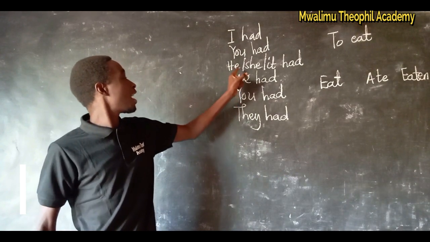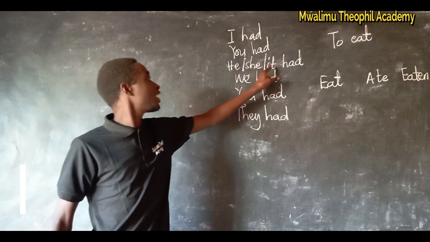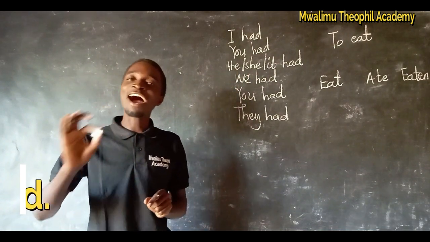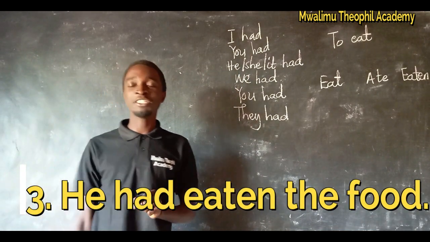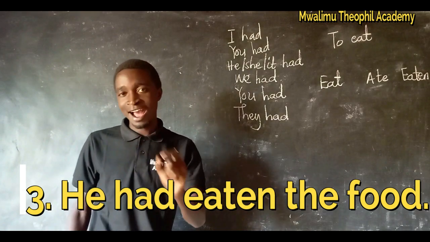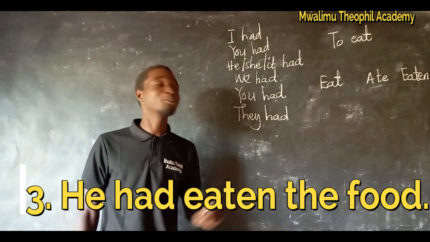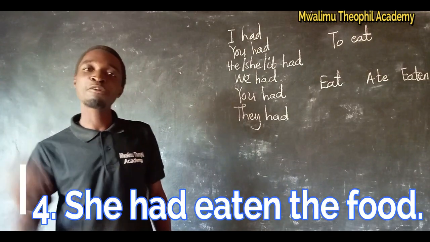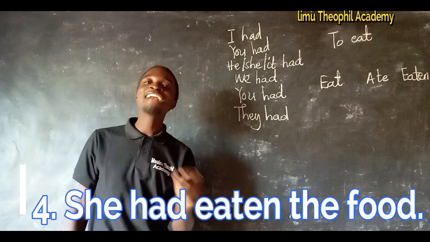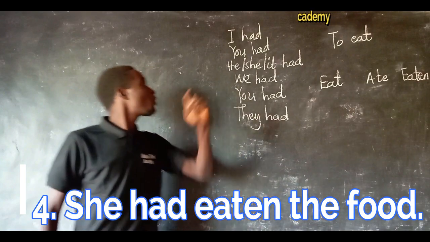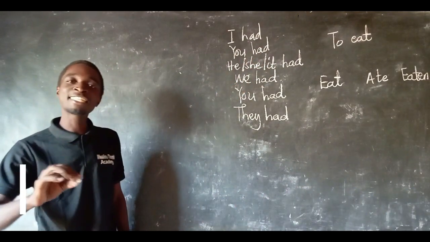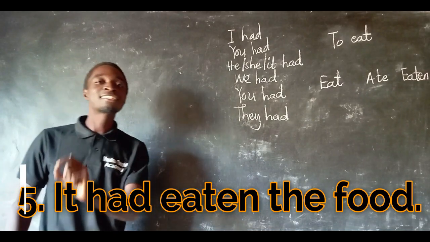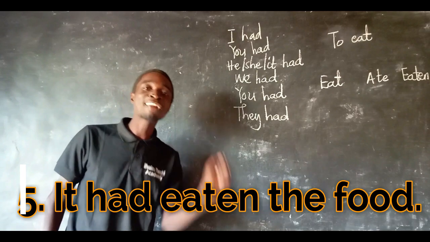What about the pronoun he, she, and it? Let us start with he. We may say he had eaten the food. What about she? She had eaten the food. What about it? It had eaten the food.